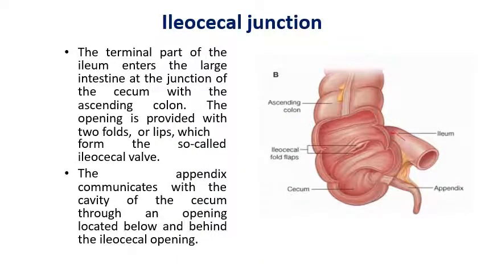Now what is the ileocecal junction? See, the terminal part of the ileum enters the large intestine at the junction of the cecum with the ascending colon. So this is the point of entry of the ileum, and this opening is guarded by a valve of two folds. These are the two folds, known as the ileocecal valve. They act as a valve, and the ileocecal valve has two lips. The upper is horizontal and the lower one is concave.